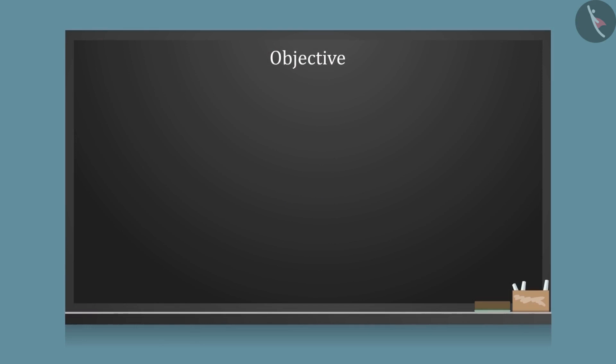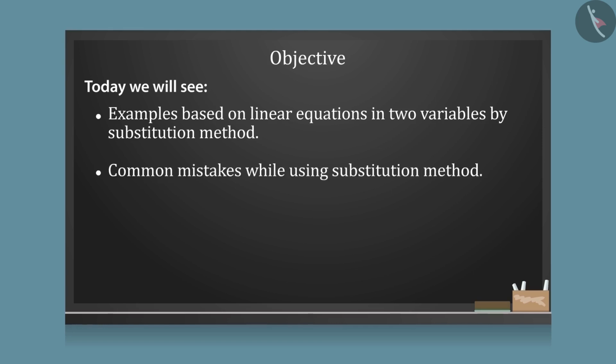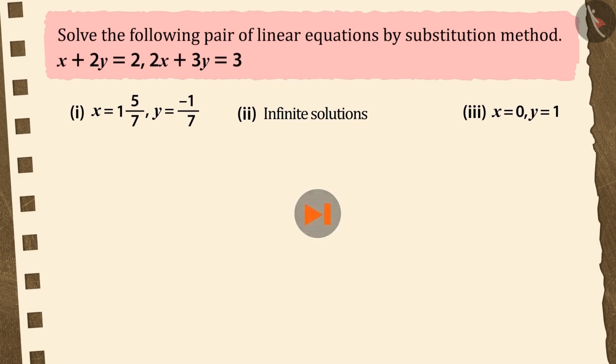Welcome to this video. In the previous video, we looked at some examples based on solving linear equations in two variables using the substitution method. Now, we will look at some commonly made mistakes while solving such questions. Solve the following pair of linear equations by the substitution method. To solve this question, pause the video and then match your answer.